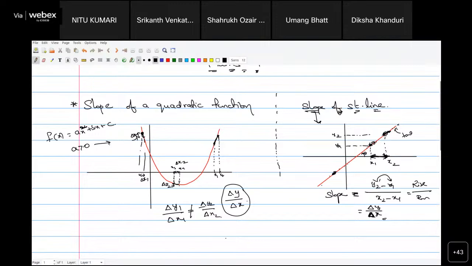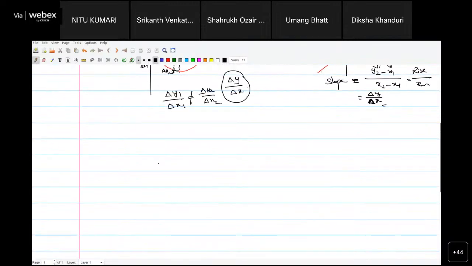Any doubt? So you understood about this, at least as of now: the slope of a quadratic function changes according to the point at which I want it. Like at each and every point, the slope may not be the same. The slope will be different for each point. And how that will be, we will see.